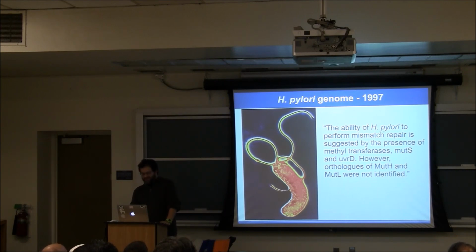So again, they said the ability of H. pylori to perform mismatch repair is suggested by the presence of methyltransferases, which are used in E. coli for this, MutS, which is one of the genes in E. coli used for mismatch repair, and UvrD. However, orthologs of MutH, another gene, and MutL were not identified.